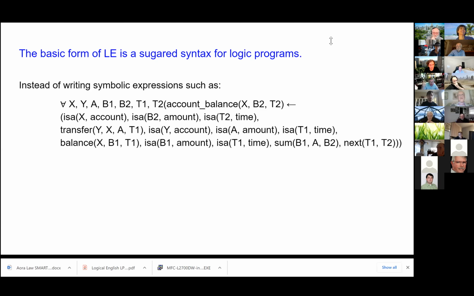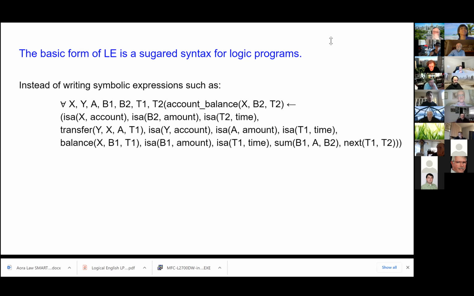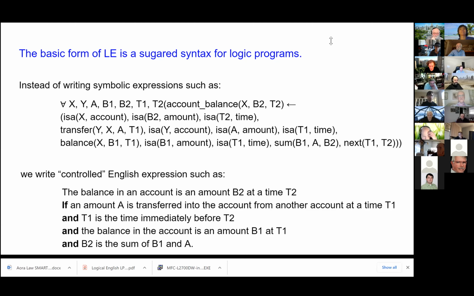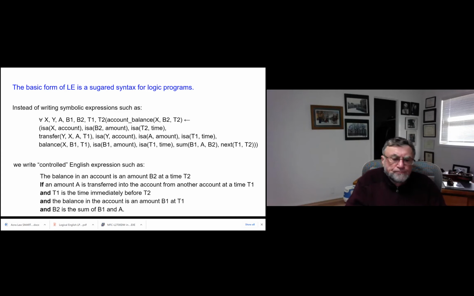No problem. Okay, so let's look at what we write when we write mathematical logic. So this is a typical mathematical logic sentence, and I won't bother you to try to understand it, but this is what we would write and do write in controlled logical English. The balance in an account is in an amount V2, let's say, at a time, let's say T2, if an amount A is transferred into the account from another account at a time T1, which is immediately before T2, and the balance in the account at time T1 was B1, and B2 is the sum of the old amount and the new amount. So you can see that we can combine symbolic names of variables with more English-like articles to represent variables.